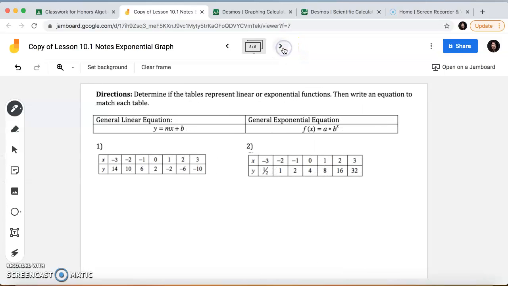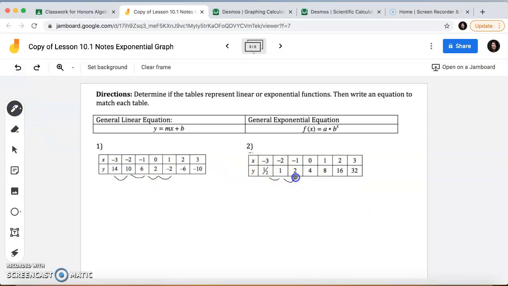All right, and then the last example, this time it's asking us to determine if the tables represent linear or exponential functions, and then write an equation to match each table. So I'll show you how we do this. First, you want to look at the pattern. What is the pattern with the y values? We're looking at the y values and looking for a pattern. And then you also want to do the same thing here. You're going to look at the y values and find a pattern.